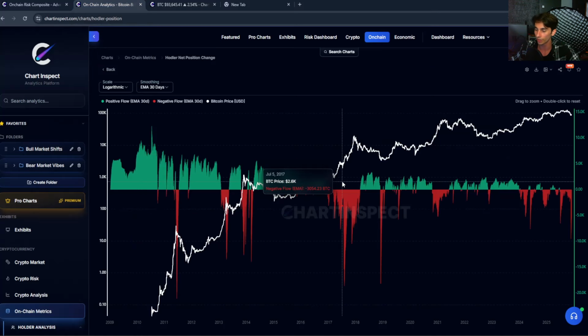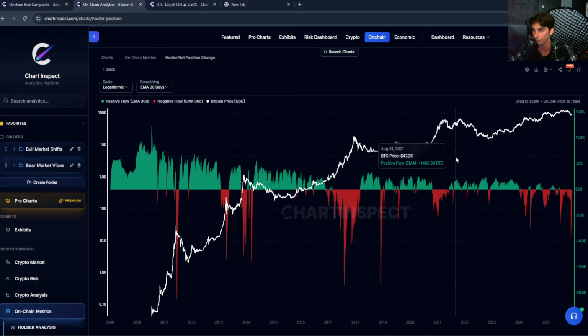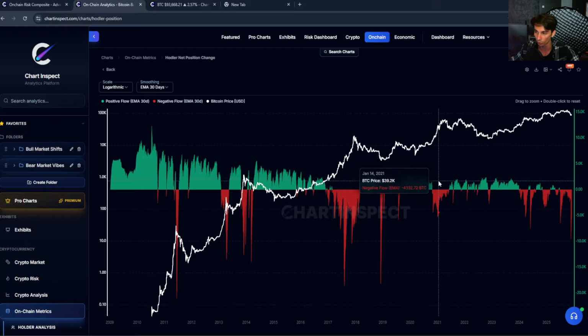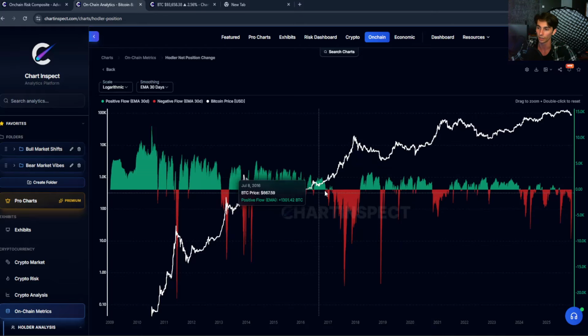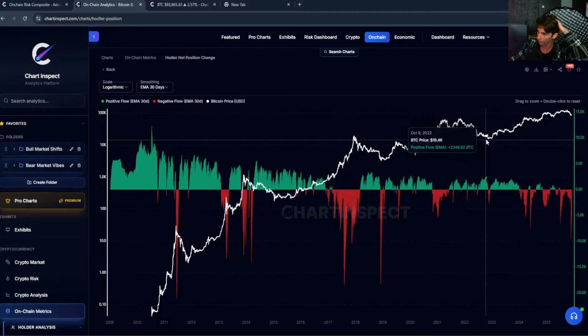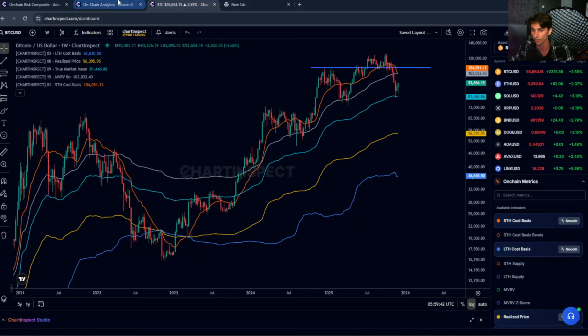In general, it does precede cycle tops, right? Even though it doesn't necessarily mean they're selling. Obviously, it just means people are moving Bitcoin on chain. It has preceded market cycle tops in the past, right? So same thing for accumulation events, right? During the entire 2018 bear market, we saw major accumulation. Same thing in 2016, 2015, 2014, 2022 as well. And so this is the second indicator that I think shows us that it is a likely scenario that we will see a lower high.